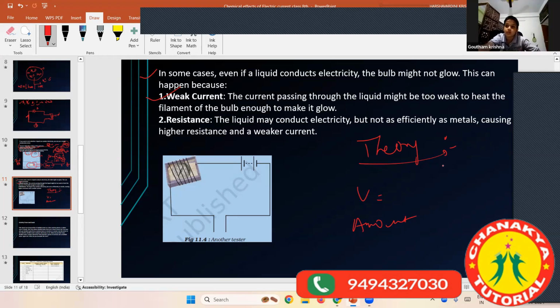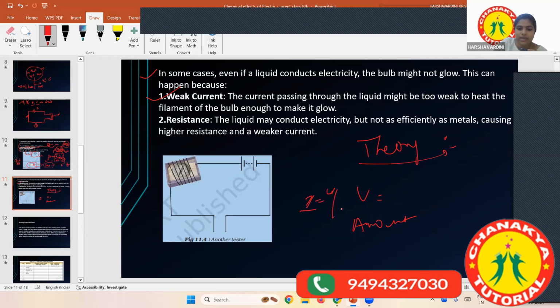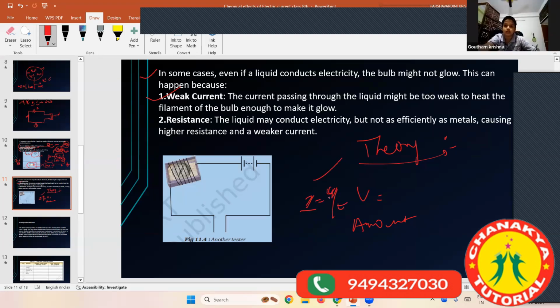Q by T, ma'am. Yeah, exactly. I is equal to Q by T. Can anybody elaborate why I'm telling you this is the correct fit? Ma'am, because if we know the number of ions and the voltage of the bulb, then because of the time we can find it. Exactly.